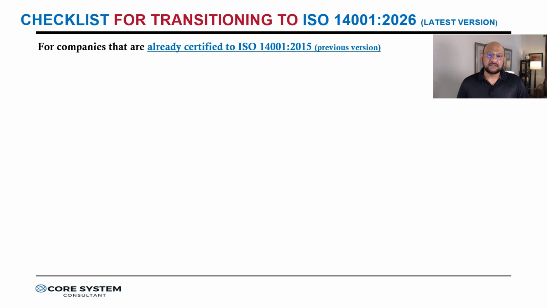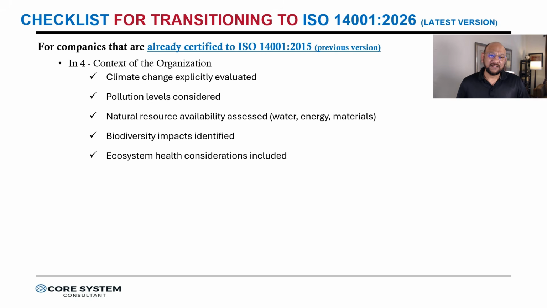But in this video, I'm specifically considering the companies who are already certified, and what exactly they need to do with the new requirements in order to upgrade themselves to the 2026 version. The first thing that they need to evaluate is an explicit evaluation. So the climate change, explicitly evaluate that, pollution levels considered. So all the environmental conditions that are mentioned in 4.1, they need to be explicit about it.